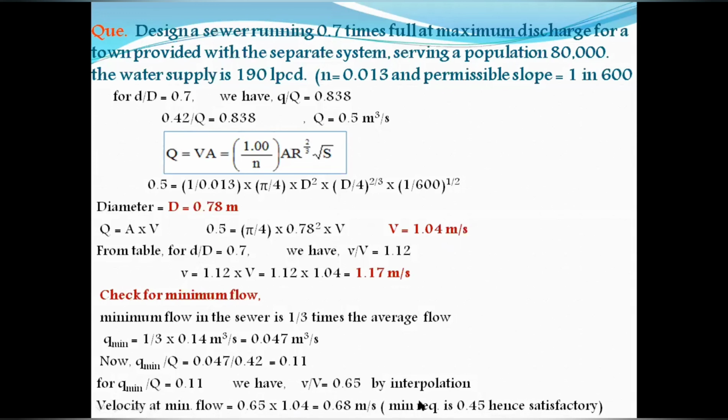Its value is 0.68 meter per second, and the minimum requirement for the self-cleansing velocity is 0.45. Hence our design is satisfactory. Hence there is no need of changing the design.